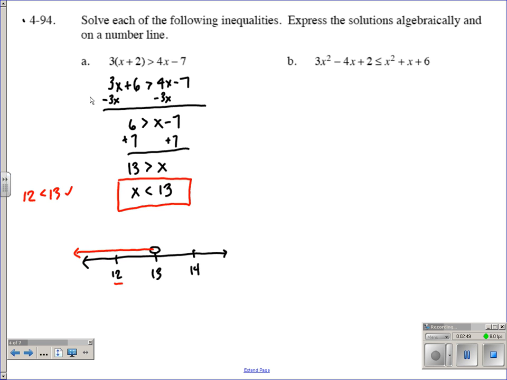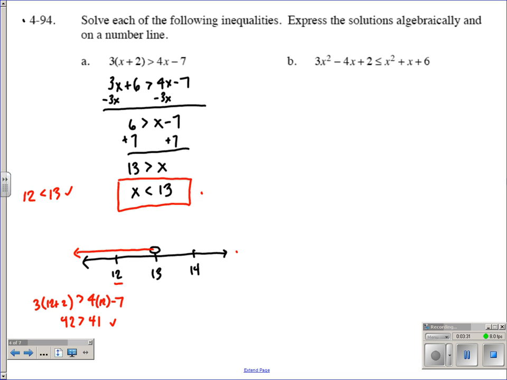Now, if you want to do a better job checking, take it and plug it back into the original inequality here to make sure that it makes that true. If I said 3 times 12 plus 2 is greater than 4 times 12 minus 7, this would be 3 times 14, which is 42. I say 42 is greater than 4 times 12 is 48 minus 7, that would be 41. So this holds true. That is the correct solution. So this is algebraically, this is graphing.